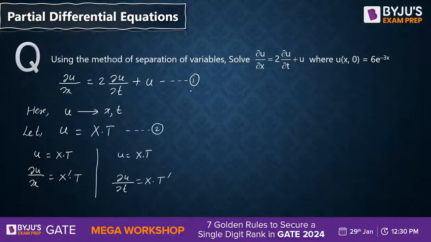Okay? Yes sir. Now what to do? Now we will be putting these derivatives in equation number 1. So in place of del u by del x, capital X dash T, then 2 times del u by del t. Del u by del t is X T dash, and u is X into T.